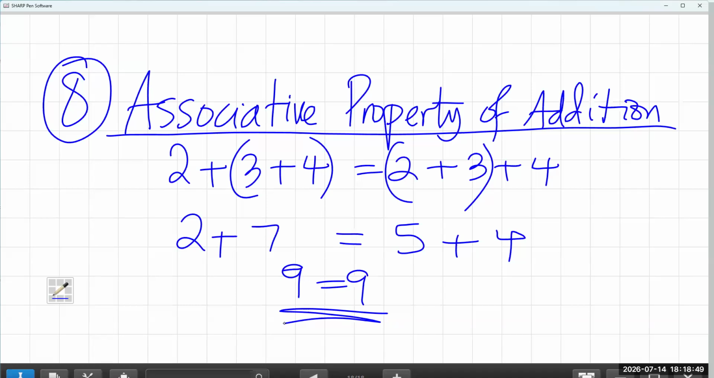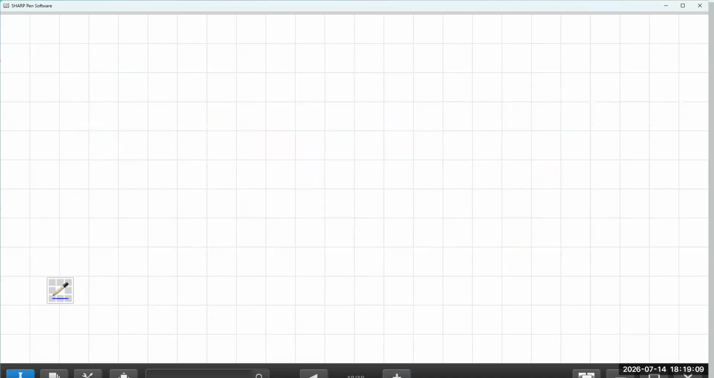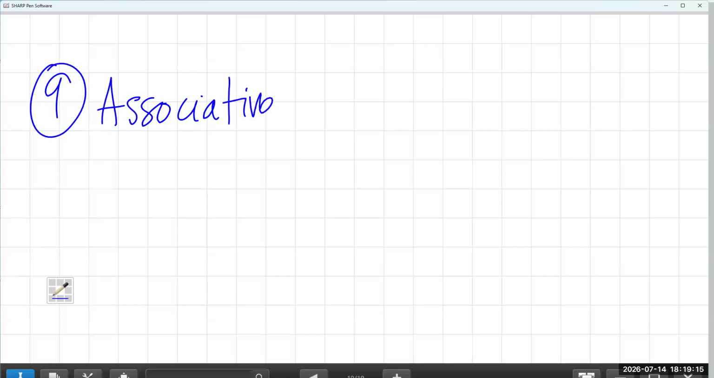You can associate these numbers in different ways. Now, if you want to do the associative property and the commutative property, you can actually bring that into this discussion. That'll be a fun project sometime. But let's write down number 8, the associative property of addition. Number 9 is going to be the associative property of multiplication.